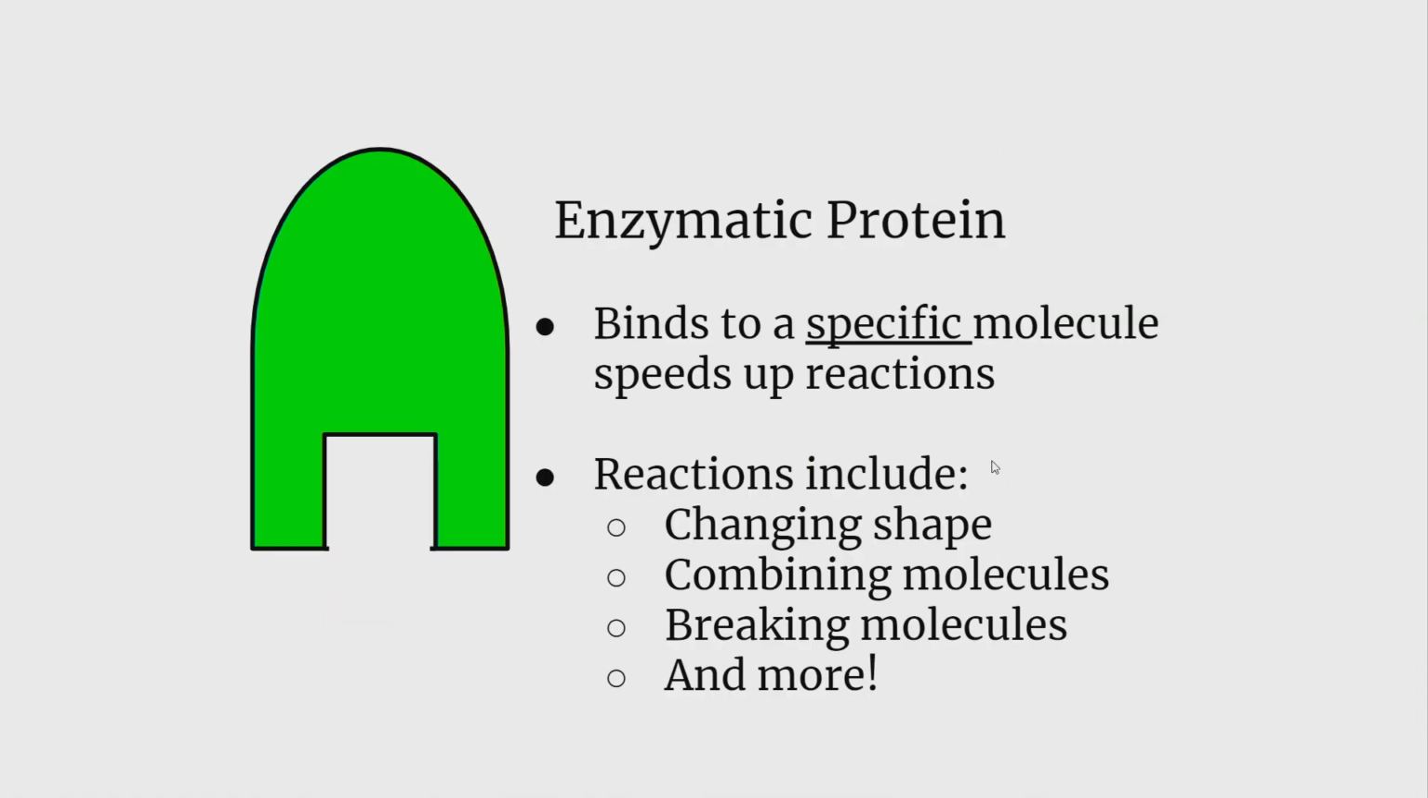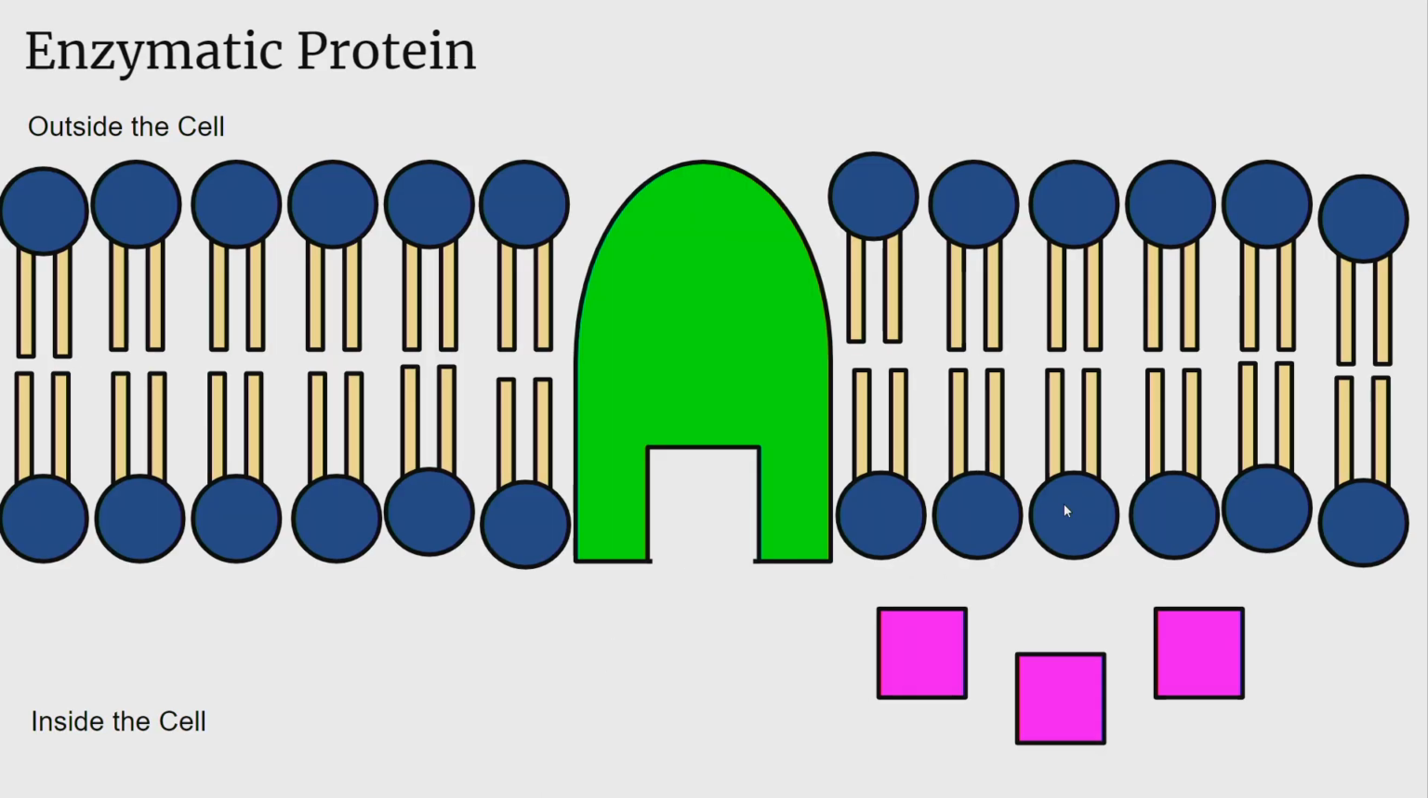And then there's an enzymatic protein. It will bind a specific molecule, just like the receptor protein, except it's going to cause a chemical reaction or speed up a chemical reaction, which could be lots of different things. It could change the shape of a protein, it could combine two molecules together, or it could break a molecule apart.